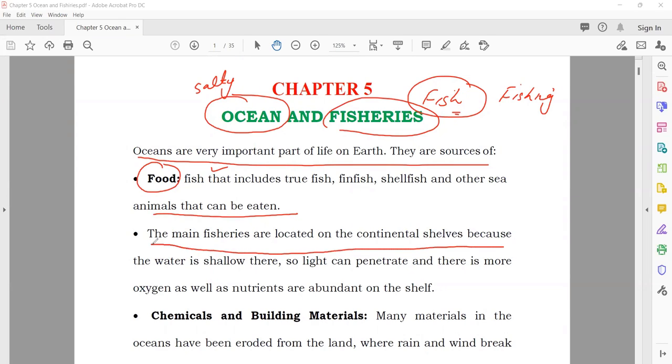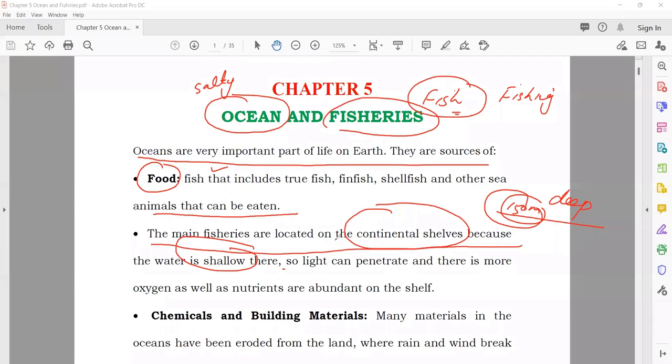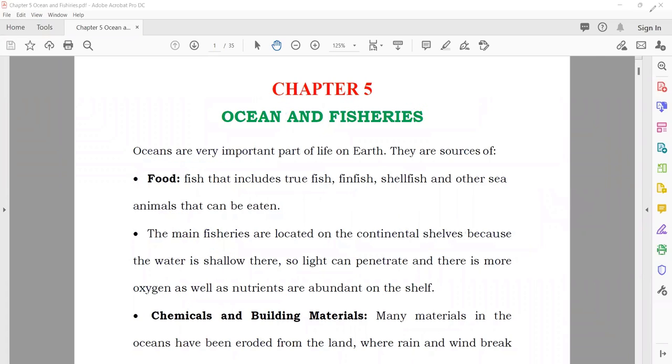The main fisheries are located in the continental shelf. What is the continental shelf? This is the part in the sea that is approximately 150 meters deep. We will see the details also. Most of the types of fish are located there. And why are they located there? Because there they can find plenty of light. I mean, the water is shallow. Till 150 meters they can get sunlight, and there is more oxygen, which means there are more nutrients. So fisheries are present there.